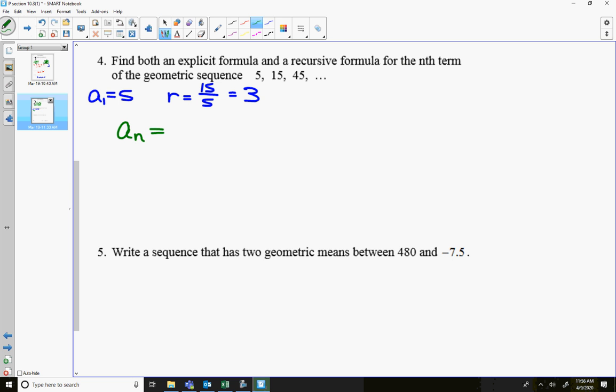So the nth term would be the first term times r to the n minus 1. That is the explicit formula. There's no way to clean that up. That's it.